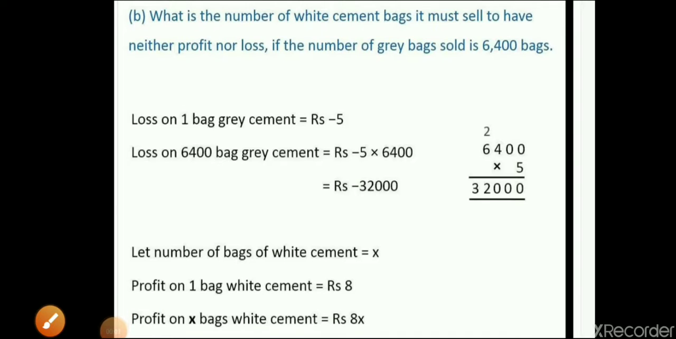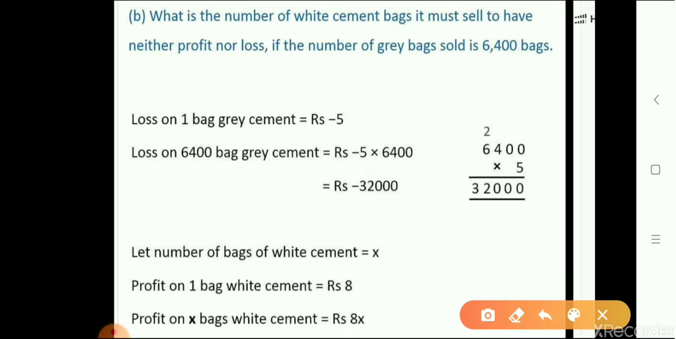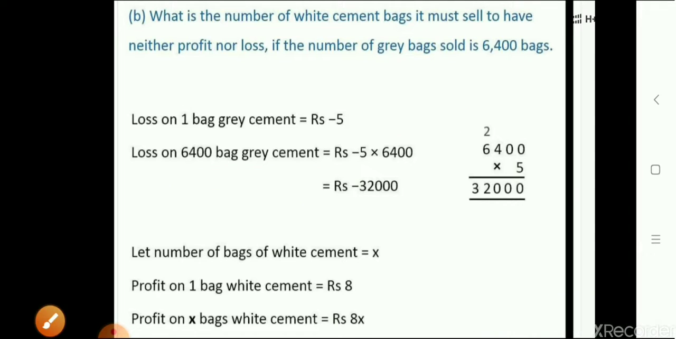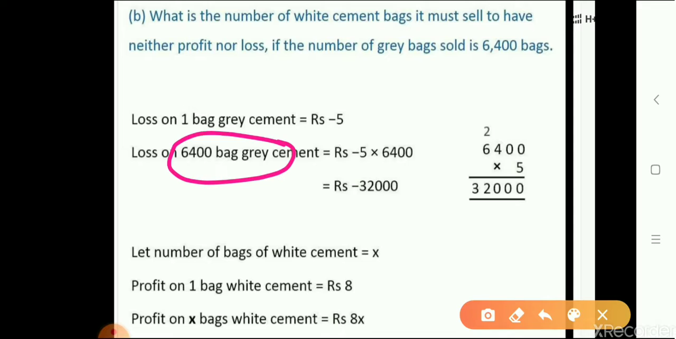Now the second part of the question is, what is the number of white cement bags it must sell to have neither profit nor loss if the number of grey bags sold is 6400 bags. The loss on one grey bag is minus 5 rupees, so the loss on 6400 bags of grey cement will be minus 5 into 6400, which is minus 32,000 rupees.